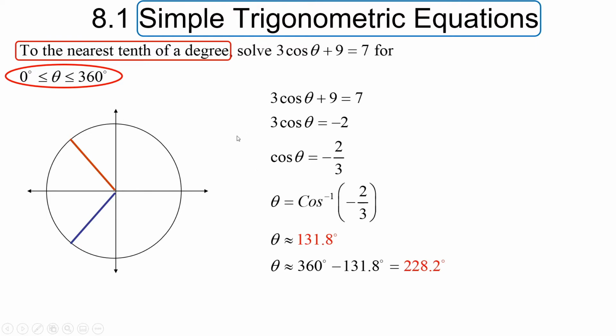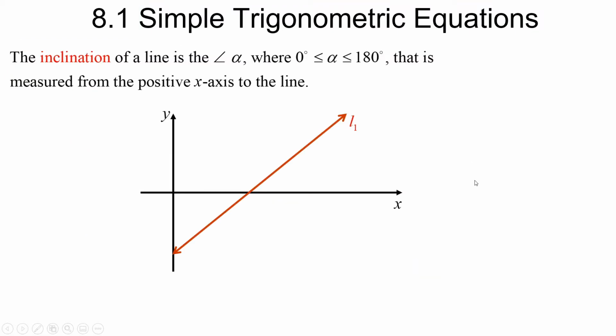Or they might have given you it in terms of x, either way. All right, so now our next core concept today will be the inclination of a line. And the inclination of a line, like the one I have shown here, is the angle alpha, where 0 degrees is less than or equal to alpha, and alpha is less than or equal to 180 degrees, that is measured from the positive x-axis to the line.